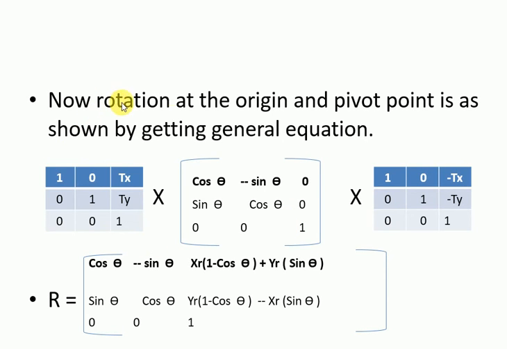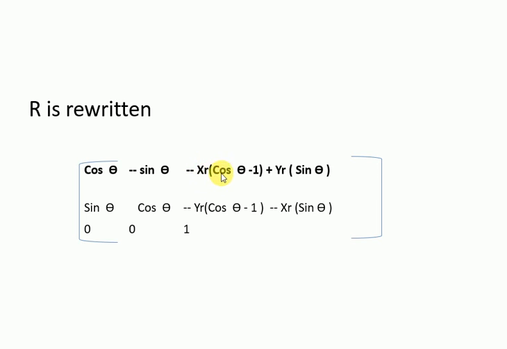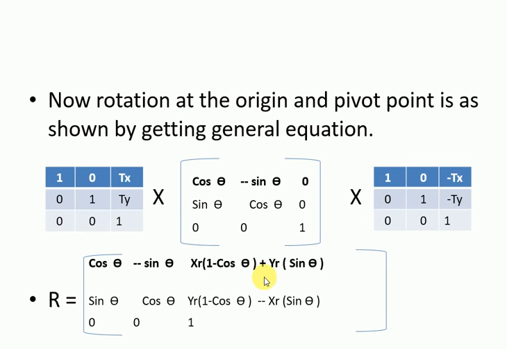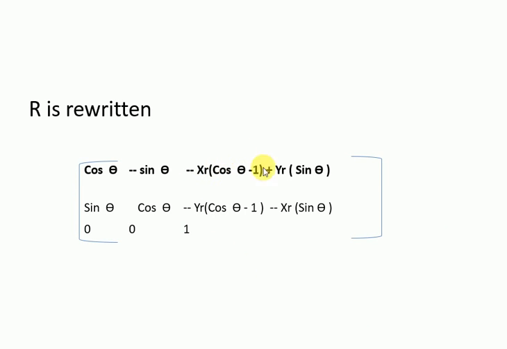So on looking at all the three, now the rotation about the origin and the pivot point is shown, giving the general equation. That is, you are translating to the origin, rotating, and translating it back. When you multiply all these things, you get this equation: cos theta, minus sin theta, xr (that is tx) into 1 minus cos theta plus yr (that is ty) into sin theta; sin theta, cos theta, yr into 1 minus cos theta minus xr into sin theta; 0 0 1. Now it is rewritten as minus xr into cos theta minus 1, minus yr into cos theta minus 1. That is the only change that we make, after multiplying this.